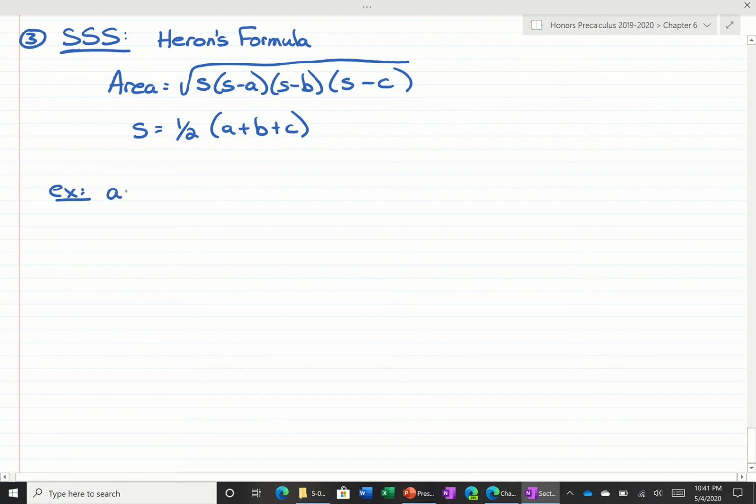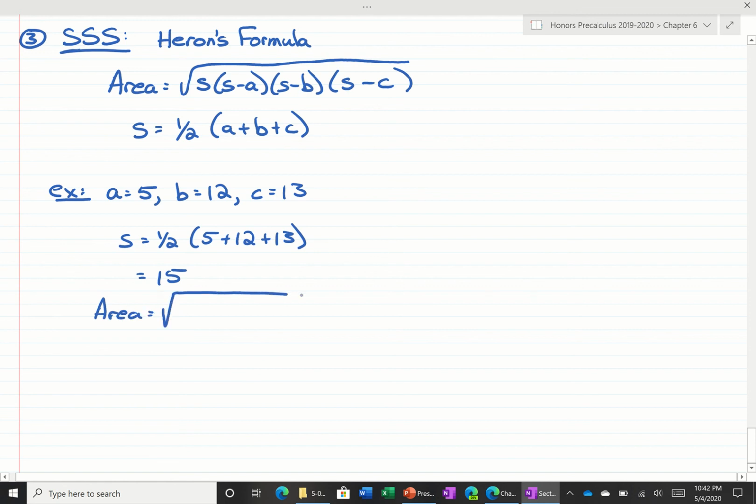What if we knew that side A was 5, side B was 12, and side C was 13? S would equal 1/2 of 5 plus 12 plus 13, which is 15. And then to find our area, we're going to have to be careful with our calculator. It's going to be the square root of 15 times 15 minus 5 times 15 minus 12 times 15 minus 13. And our area would come out to 30 square units.